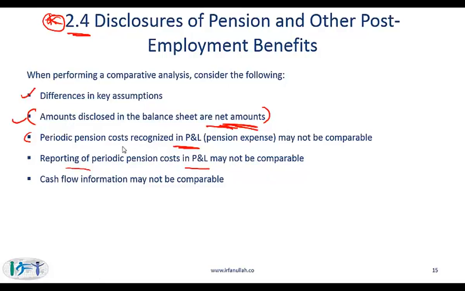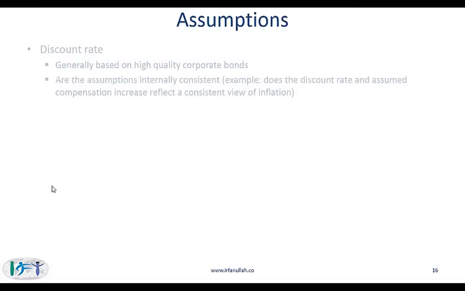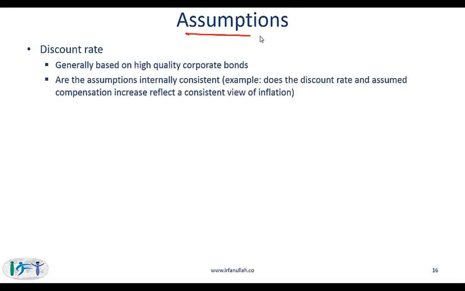So the third bullet talks about recognition. The fourth bullet talks about where numbers are reported. And then finally, we might need to make some adjustments to cash flow statements. So let's go over each of these. We'll start with the first one, which had to do with assumptions.